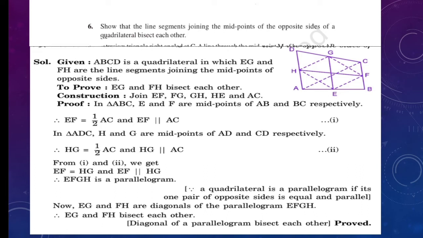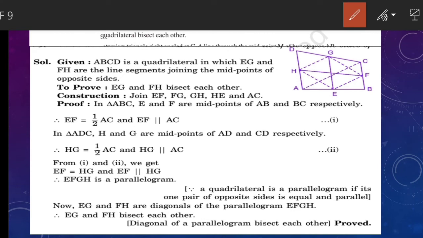quadrilateral bisect each other. That means we have to show EG and FH bisect each other. Here ABCD is a quadrilateral given. EF and EG are line segments joining the midpoints. Since E, F, G and H are the midpoints, we have joined the midpoints. We have to prove that EG and FH bisect each other.